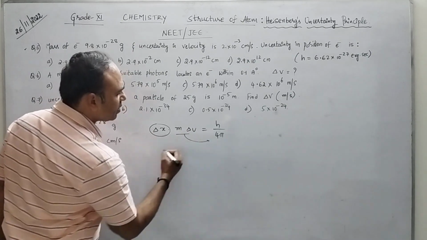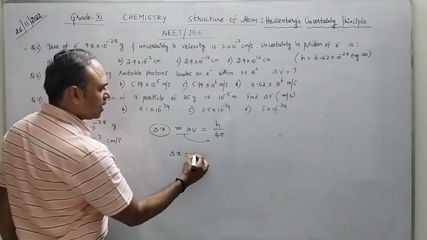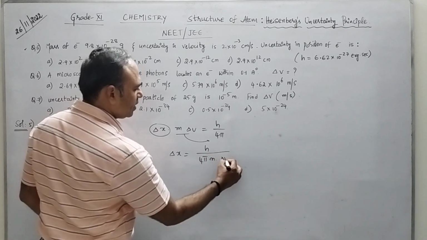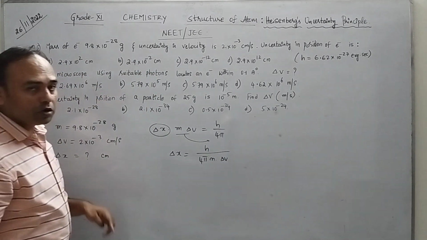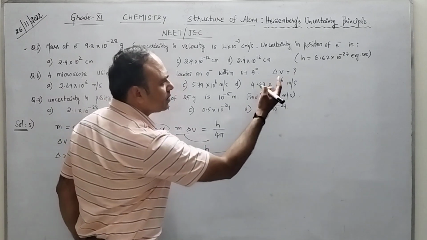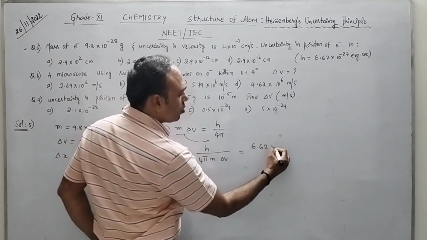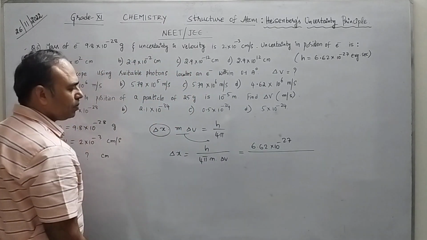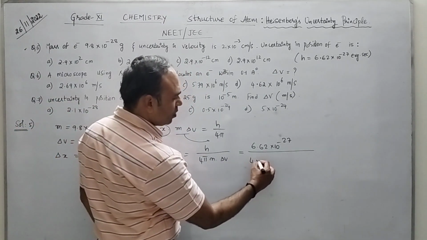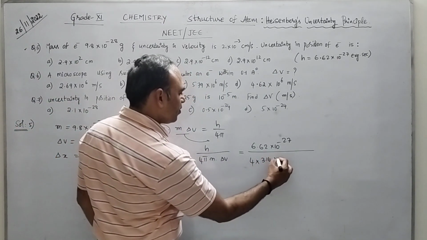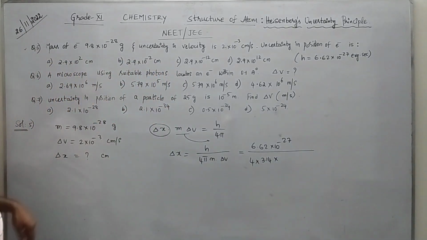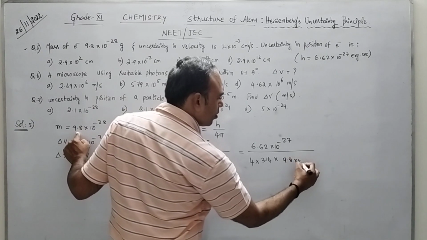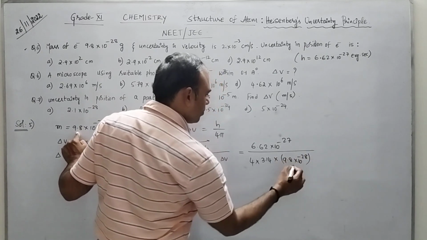Send the terms to the other side, and you get delta x equal to h by 4 pi m into delta v. Now substitute the values. Planck's constant, 6.62 into 10 to the power of minus 27 erg second, divided by 4 into pi value 3.14 and mass 9.8 into 10 to the power of minus 28 grams.